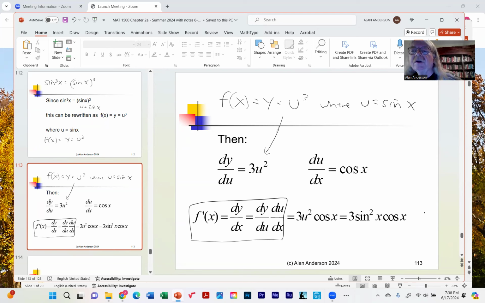And over here, you'll recall, we went through this a while back, the derivative of the sine of x is the cosine of x. So when you plug these in, you're going to get 3u squared cosine x. But remember, u itself is the sine, so this is our u squared. So we end up with 3 sine squared x cosine x.